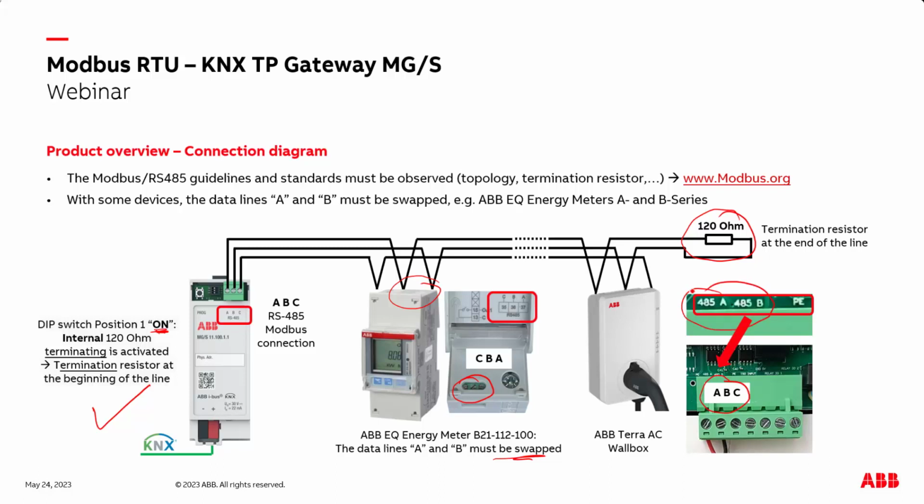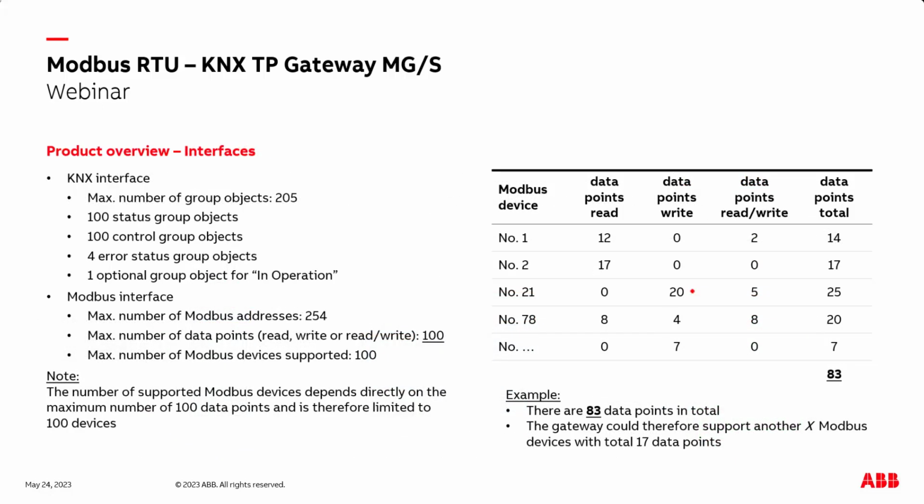So in the middle you can, of course, have more Modbus RTU devices. How many depends on how many data points we use per device. In total, we have a KNX interface which has a maximum of 205 communication objects, or so-called group objects. 100 are for status, and 100 are control group objects to send commands from KNX into our Modbus world. Then we have 4 error status group objects, which I'll show you later, and 1 optional group object for in operation, so the device can cyclically send a live signal to KNX.